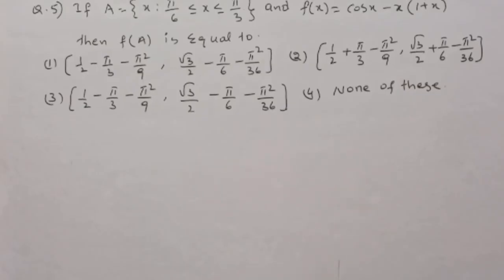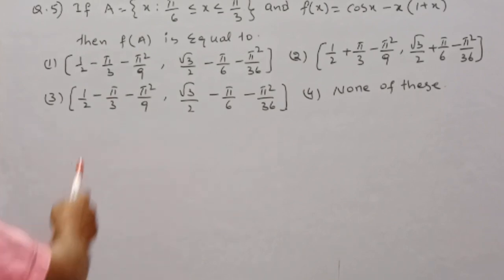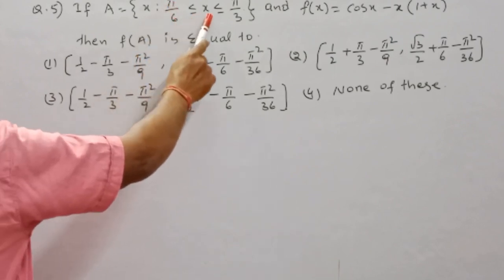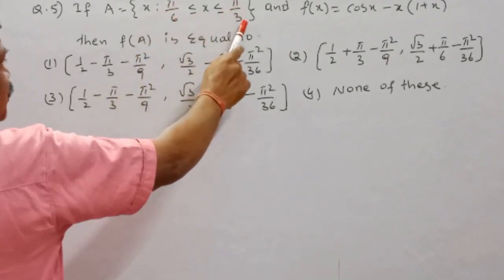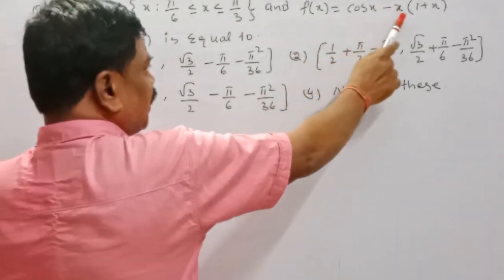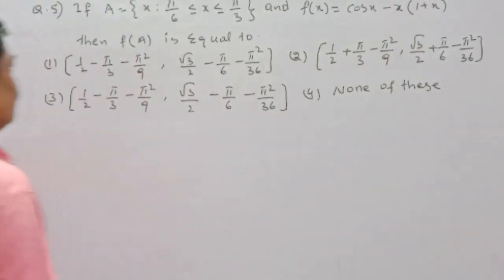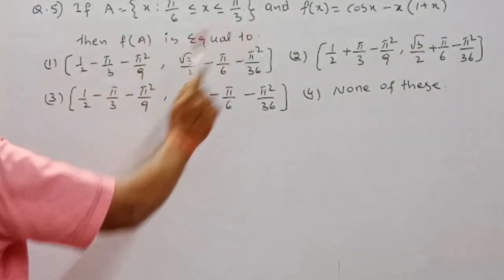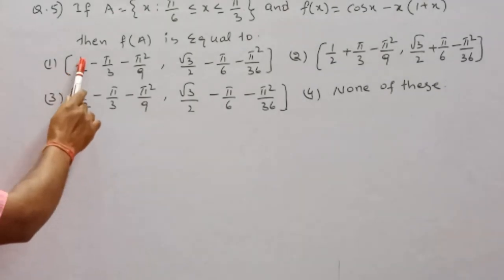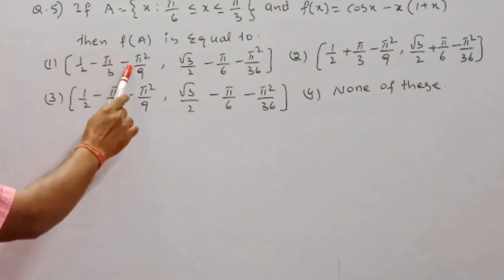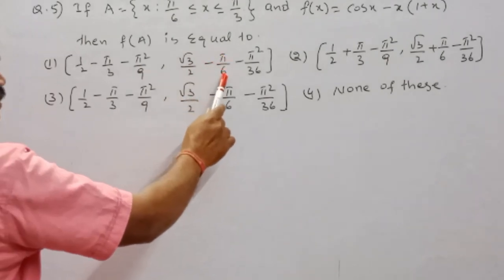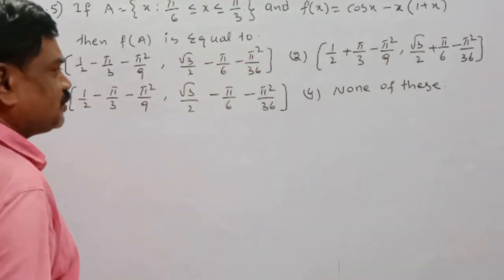Here we have one more problem from functions. If A is equal to the set of x such that pi by 6 is less than or equal to x less than or equal to pi by 3, and f of x is equal to cos x minus x(1 plus x), then f of A is equal to, here options are given. Option 1: closed interval [1/2 minus pi/3 minus pi square by 9, root 3 by 2 minus pi by 6 minus pi square by 36].